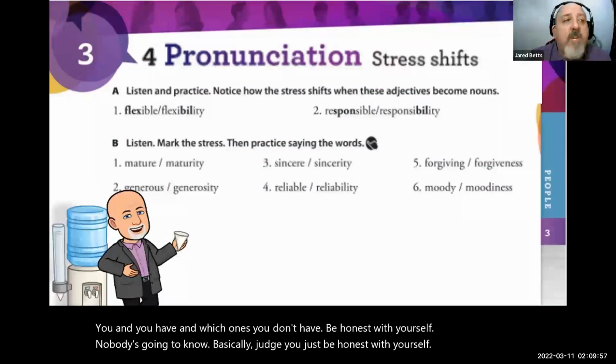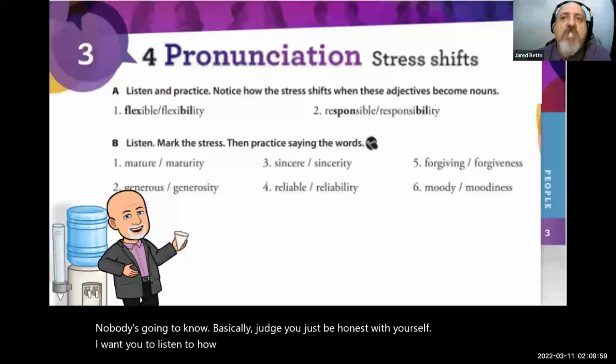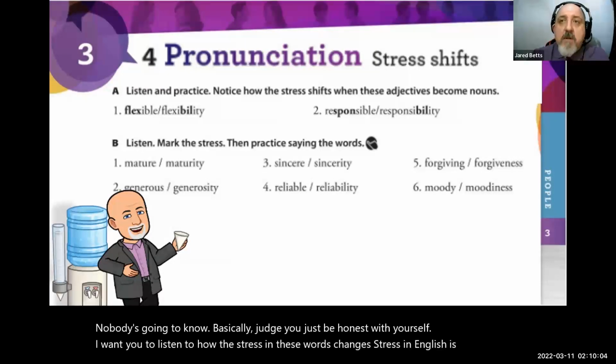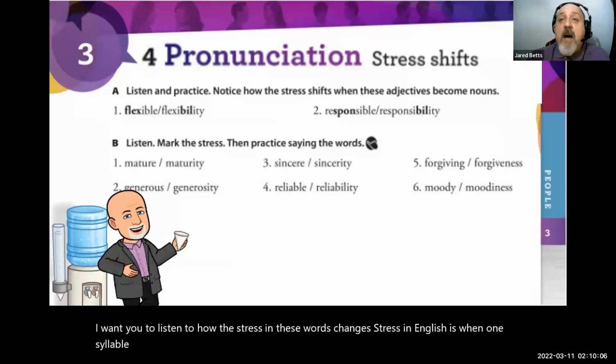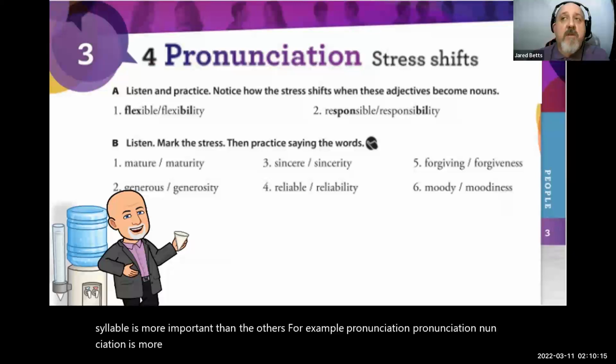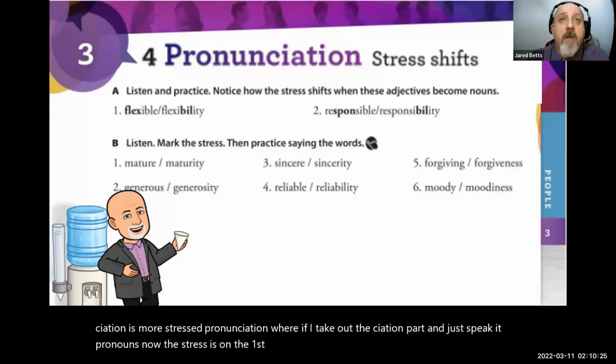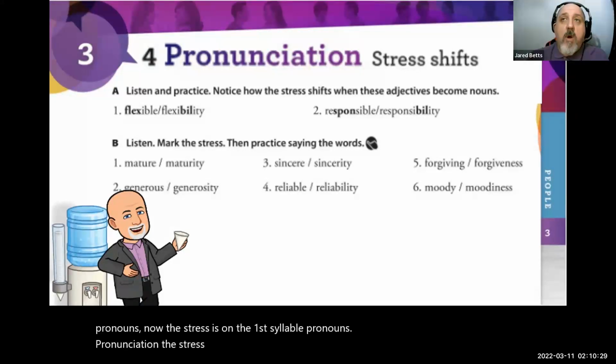Now, I want you to listen to how the stress in these words changes. Stress in English is when one syllable is more important than the others. For example, pronunciation. Pronunciation. Nunciation has more stress. Where if I take out the ciation part and just make it pronouns, now the stress is on the first syllable. Pronouns. Pronunciation. The stress moves depending on the word.